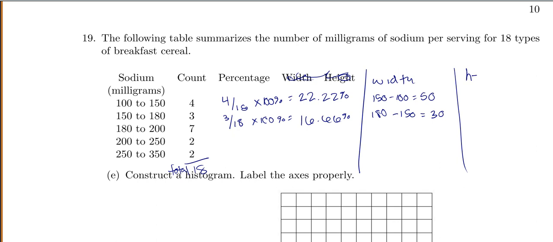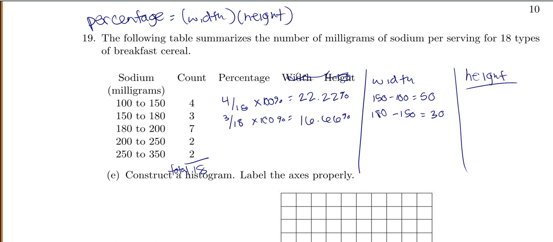Now let's do height. On our formula sheet, one of the few formulas we have says percentage equals width times height. To find the area of a rectangle, it's always width times height, and our percentage lines up with our area. So our percentage equals our width times our height.